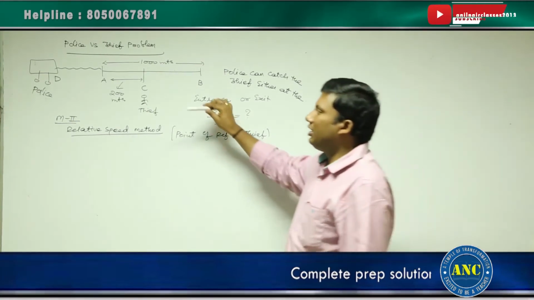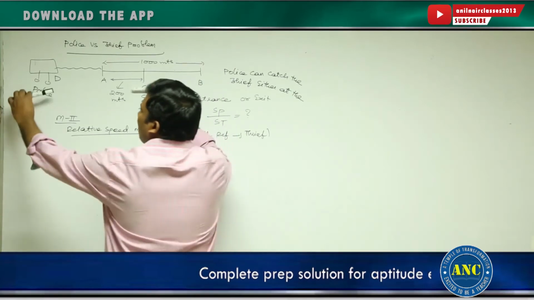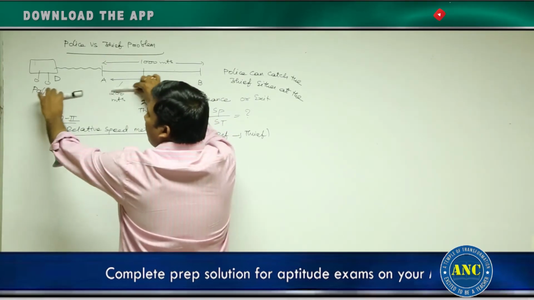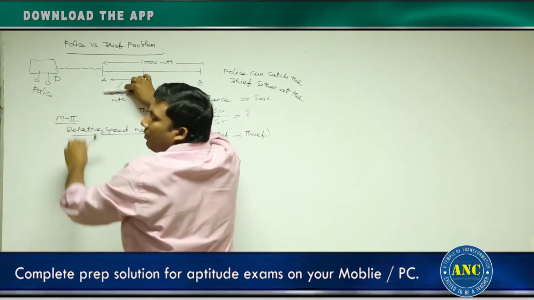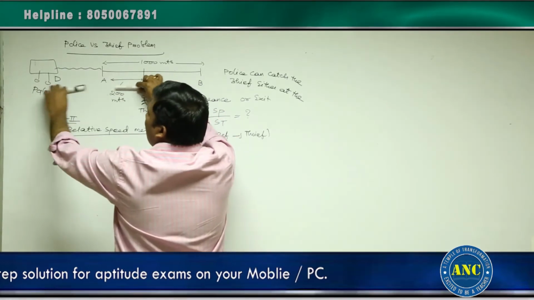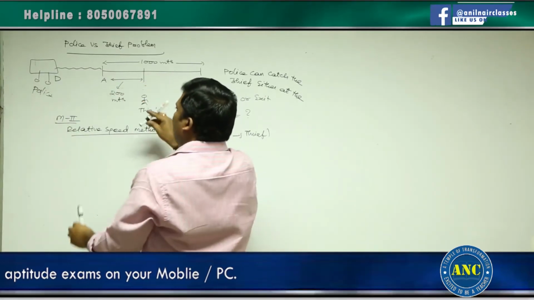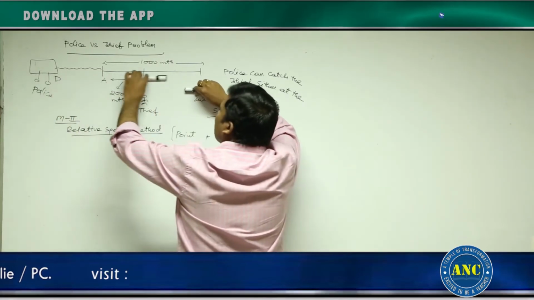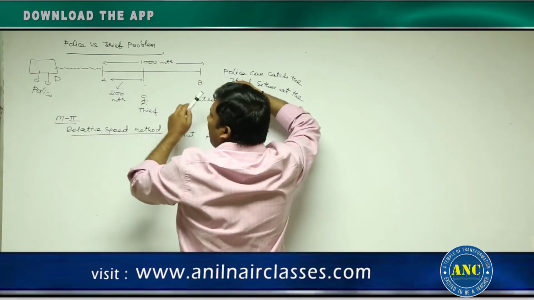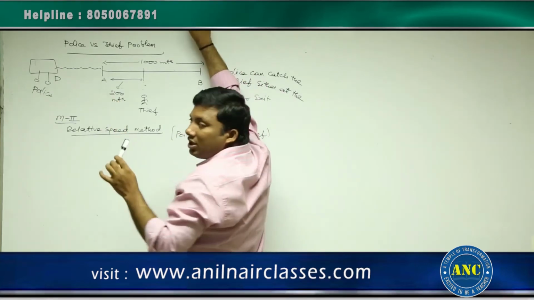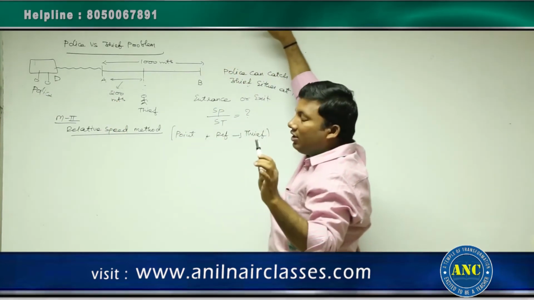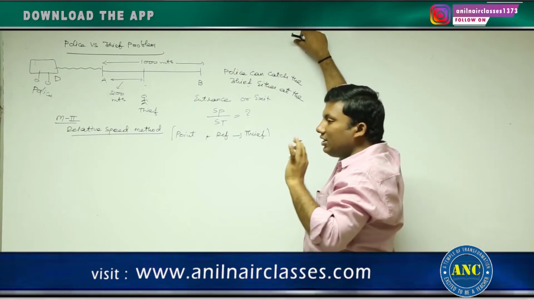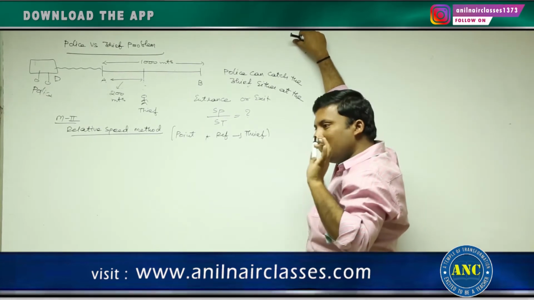If they are meeting at the entrance, thief is here, police is here. Police and thief are traveling in the opposite direction. Suppose thief is here, police is here, and they are meeting at the exit. That means if they are meeting at the entrance, they both are traveling in opposite directions. If they are meeting at the exit, they both are traveling in the same direction.